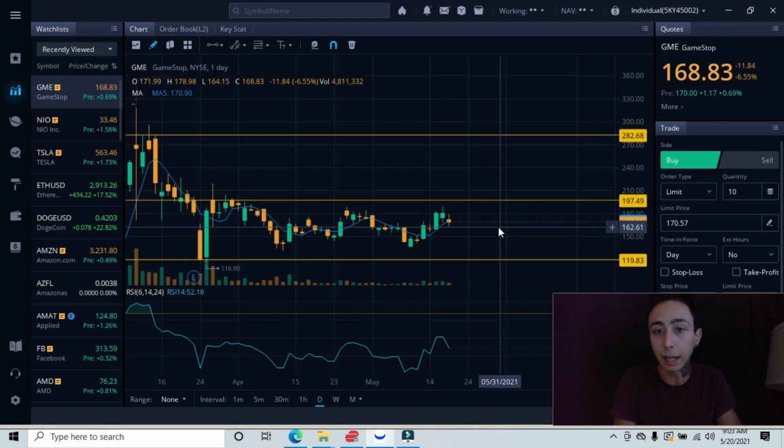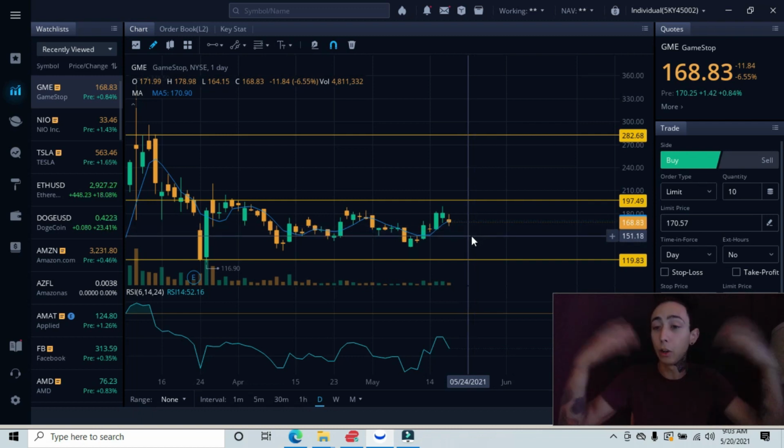I don't see any problem with getting in right now. If you set your first target to the $199 or $200 level, and then have your stop loss maybe around the 158 area, then if we do break below this, we know to get out and wait for a better entry.